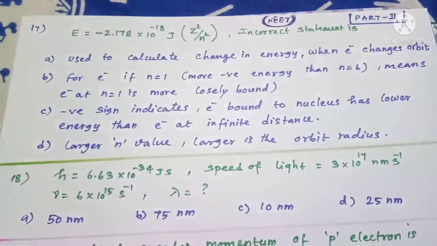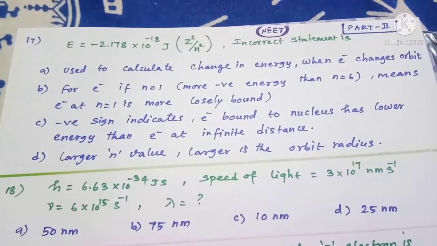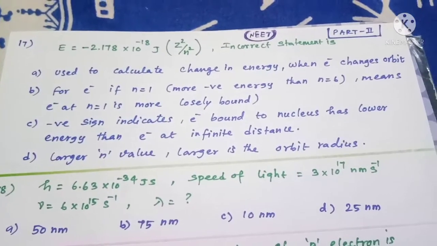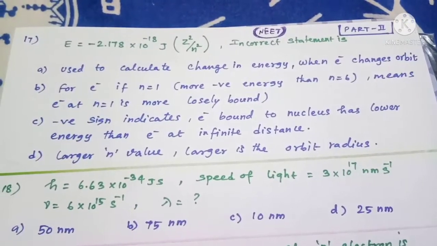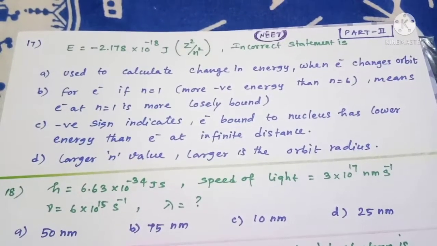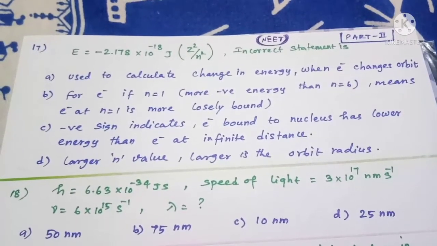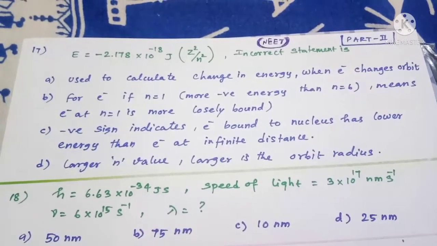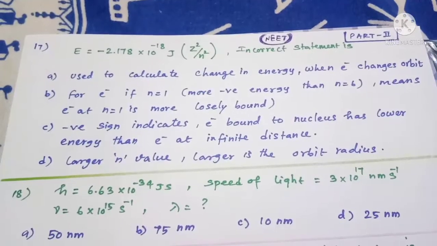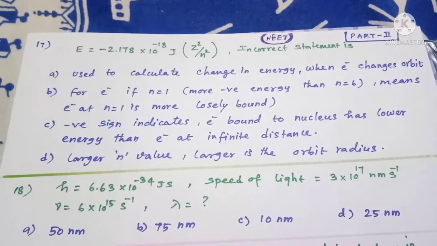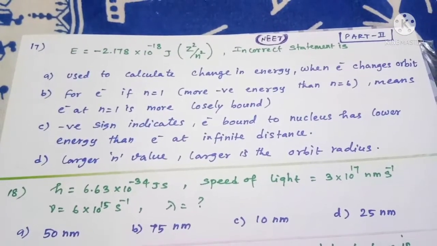Right. So look at the first option. This is used to calculate the change in energy when an electron changes orbit. So using this formula, substituting different values in the place of n, you are able to calculate the energy of the electron in different shells. By taking the difference between them, we are able to calculate the change in energy. So option A is the right one.